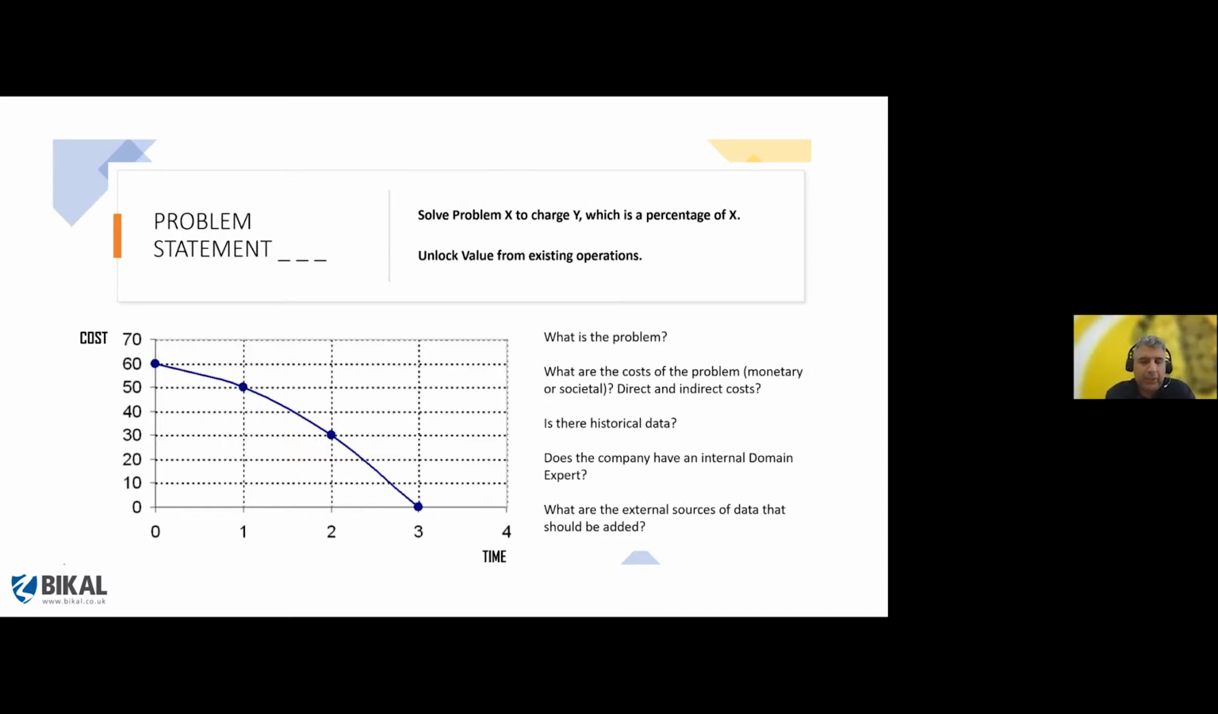So what we do here at Bikal is we help you with your problem statement. That's not so much saying, okay, you have a bank and you have bank fraud, or you have an oil and gas platform and you want to reduce the costs. You have to break it down to an individual operation.